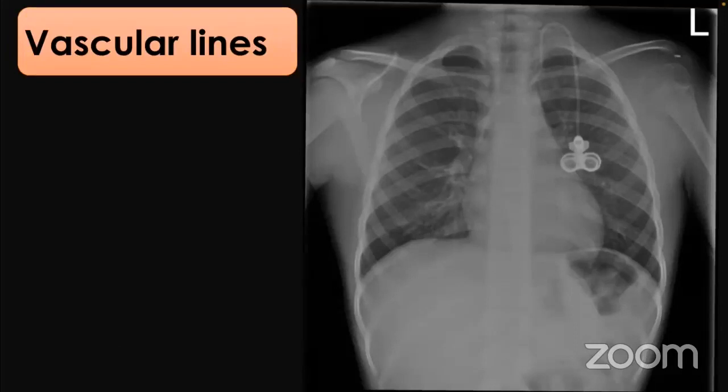This is the Port-a-cath. It's smaller than the Permacath. It's used for chemotherapy usually. And if we take a look at the left scapula, it's removed. It was a case of Ewing sarcoma, and the baby is taking chemotherapy through the Port-a-cath.